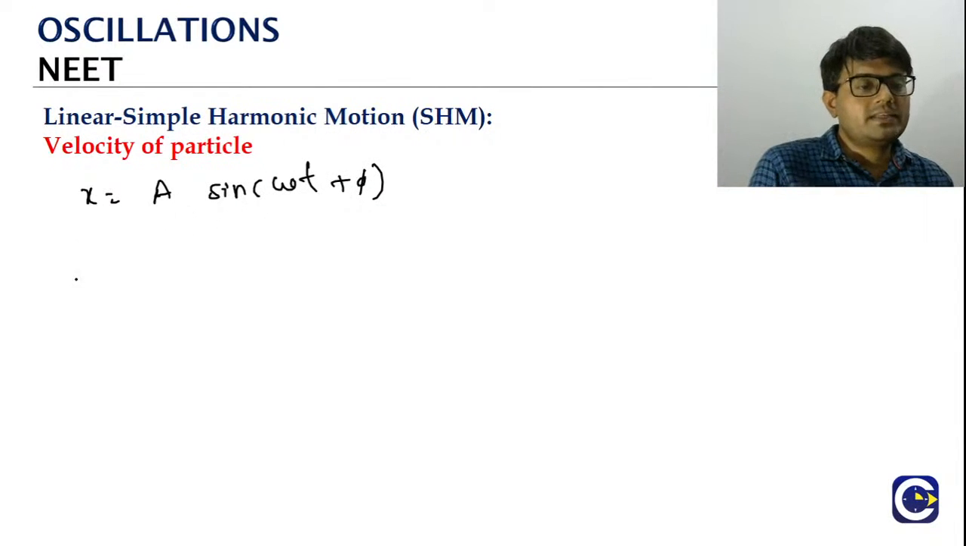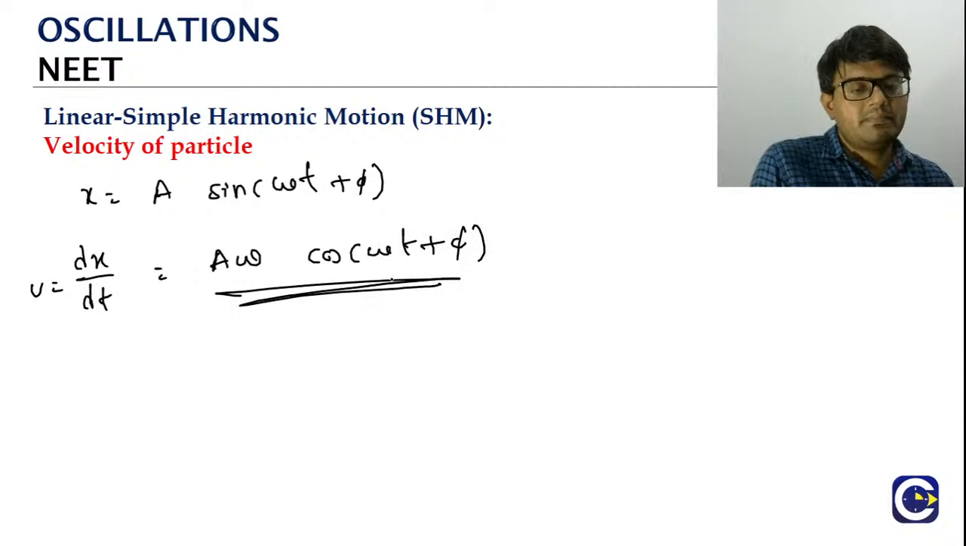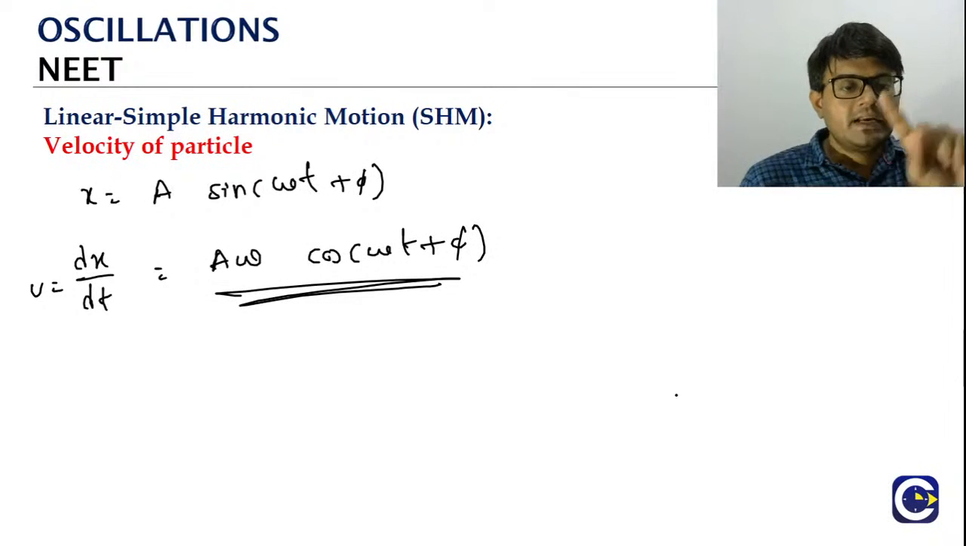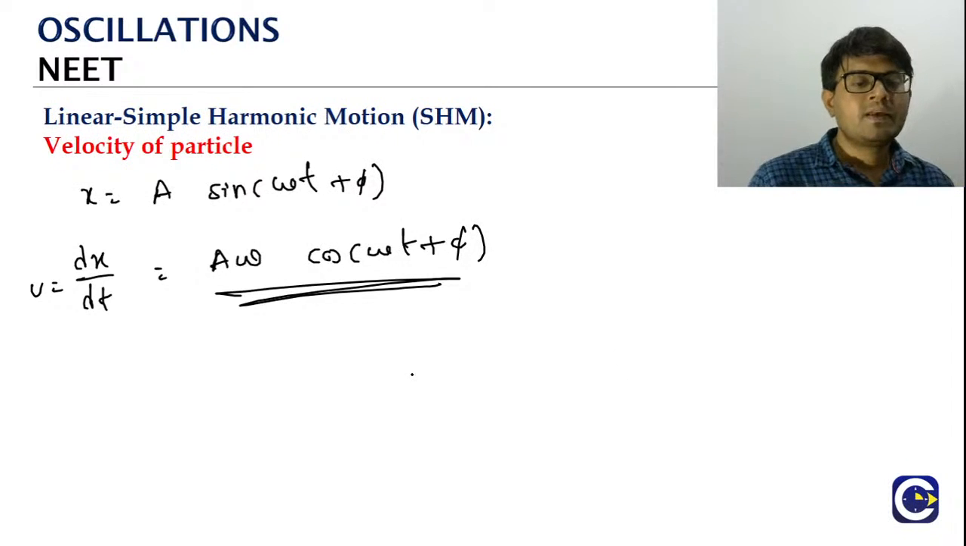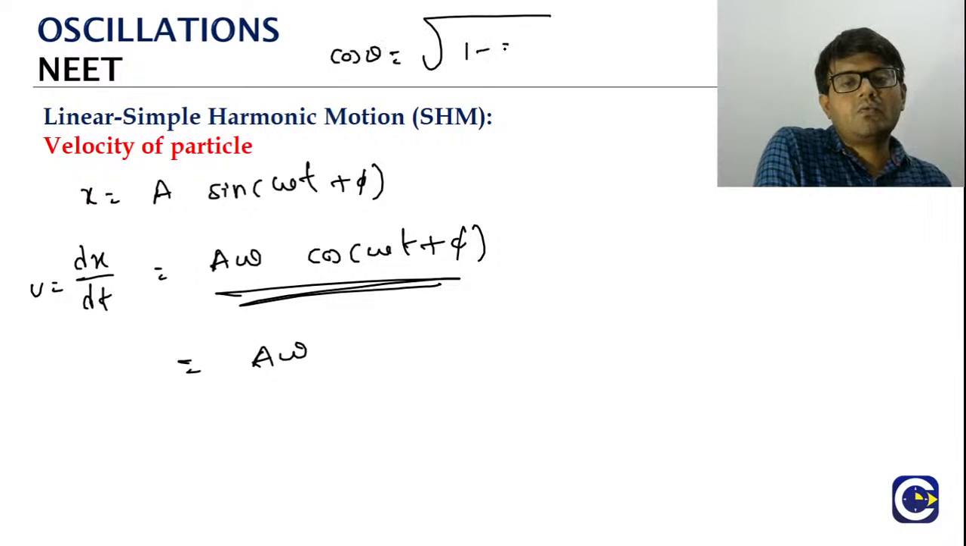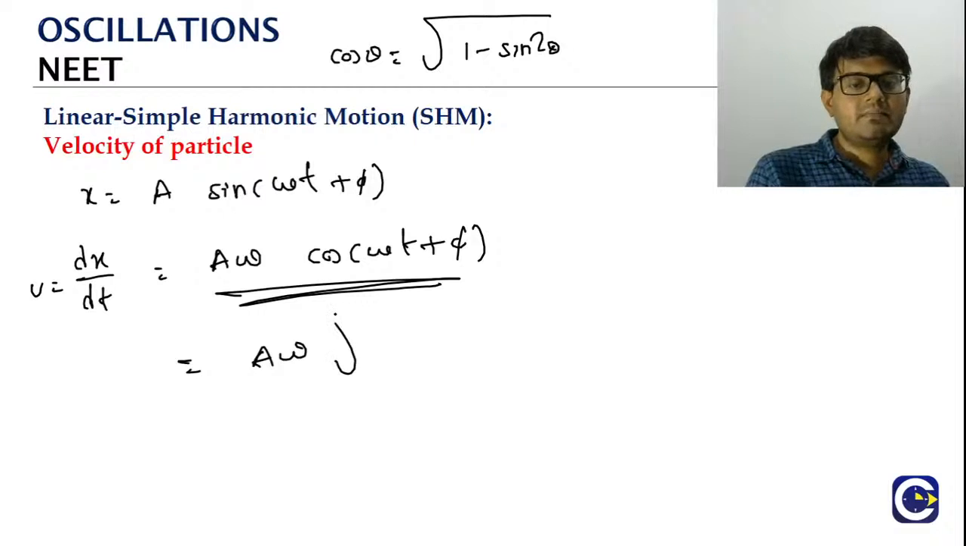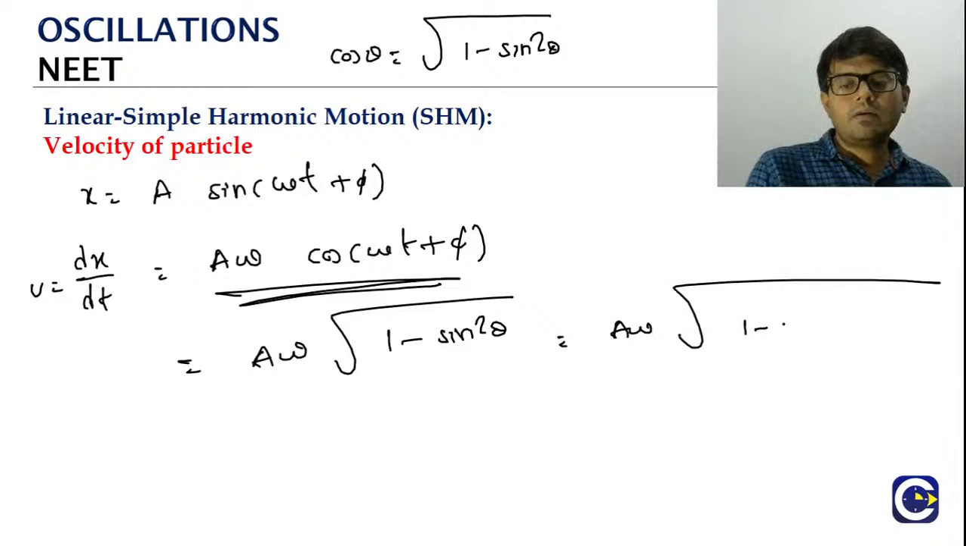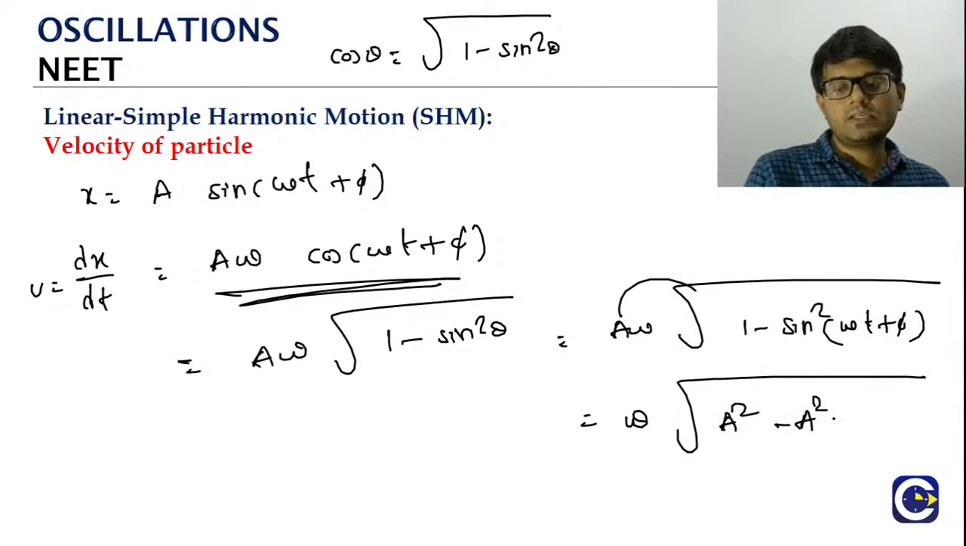Now if we take the derivative, dx by dt, that is the velocity function, right? It gives a omega cos of omega t plus phi, as before, but here the minus sign does not come, because the derivative of sin is cos. Now a cos theta can be written as root of 1 minus sin square theta. So a omega into root of 1 minus sin square of omega t plus phi. Taking a inside, it becomes omega into root of a square minus a square sin square of omega t plus phi.